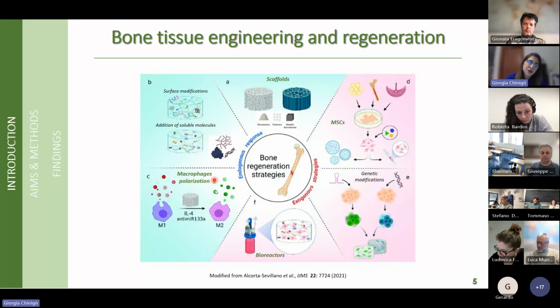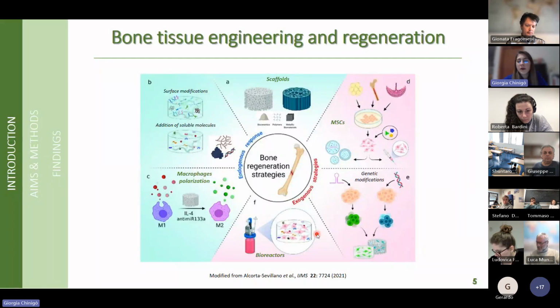Another endogenous strategy is the so-called macrophage polarization, in which, very briefly, we use a scaffold in order to induce the polarization of M1 macrophages, which are pro-inflammatory, to anti-inflammatory M2 macrophages. The aim in this case is to improve as much as possible the osteointegration of the scaffold in vivo.